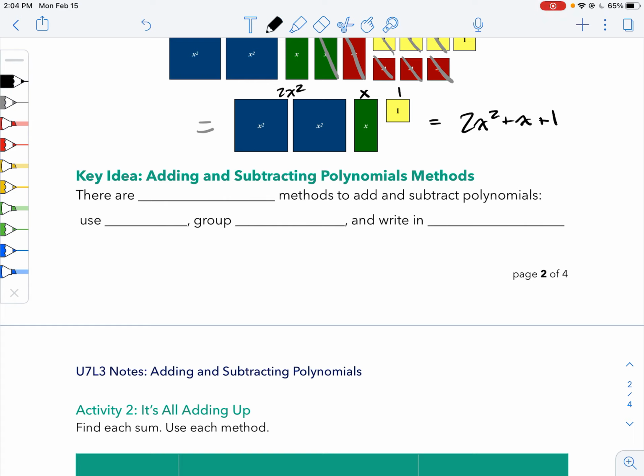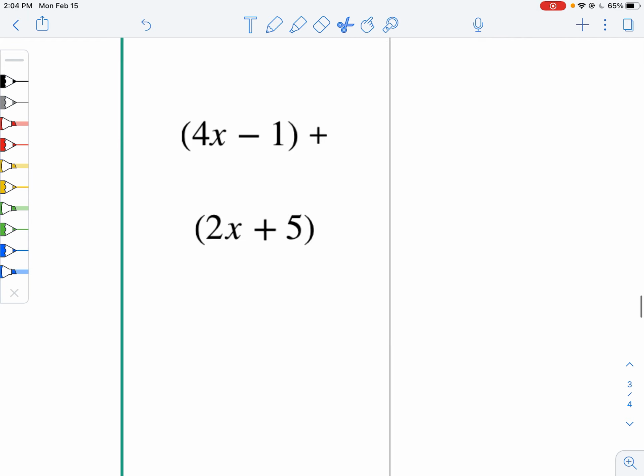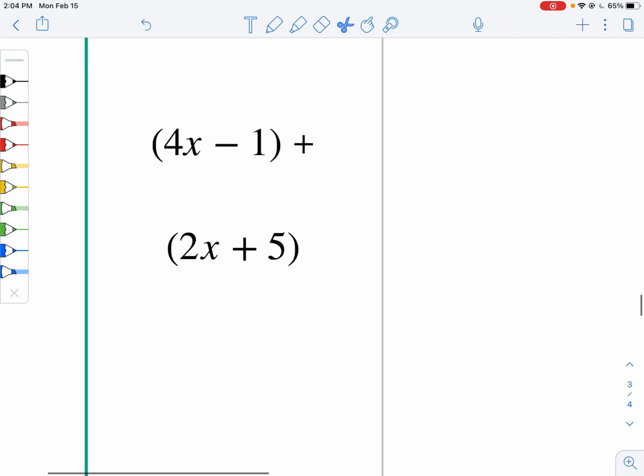The three methods that we're going to use are: you can use tiles, which are the pictures that we've used, you can group like terms, or you can write in column form. I'm going to show you what all of those look like right now. So first, let's represent this with tiles.